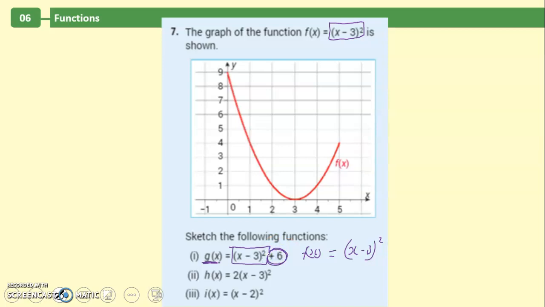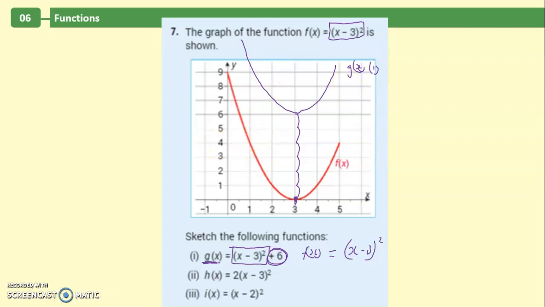And we know when we just have something added on or taken away at the end, it means we're moving up and down the y-axis. So I'm going to move up the y-axis 6. So 1, 2, 3, 4, 5, 6. I've taken this point, moved it up 6, and again I'm just going to draw something similar to my curve. So it looks like this on the left and much higher than on the right. That's now my function g of x, and I'll label that part 1.